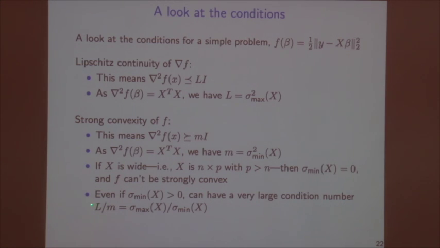Okay. And even if your matrix x is such that the smallest singular value is larger than 0, you can still have a very large condition number, meaning that the constant L divided by m, the ratio of the largest eigenvalue to the smallest eigenvalue of x transpose x, can still be very large. And that negatively impacts the rate of convergence when you have strong convexity.